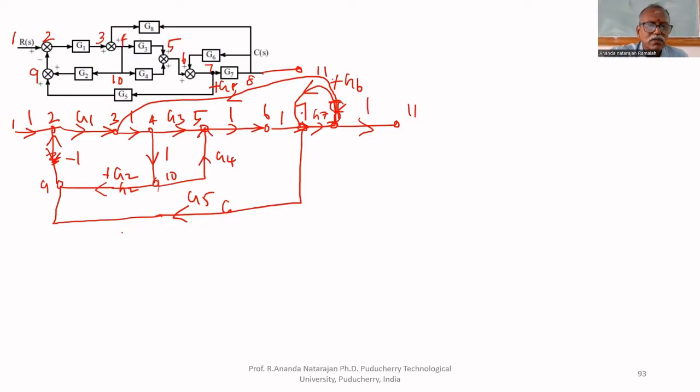So now, what are the forward paths? P1 equal to G1, G3, G7. Plus another forward path, you can come this way, G3, G6. 8 to 7. Not 8 to 7.